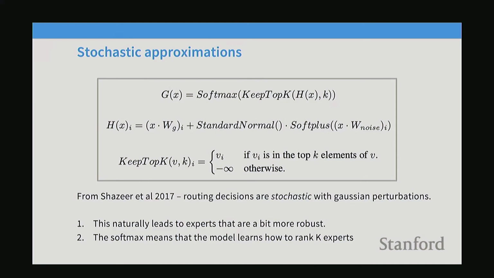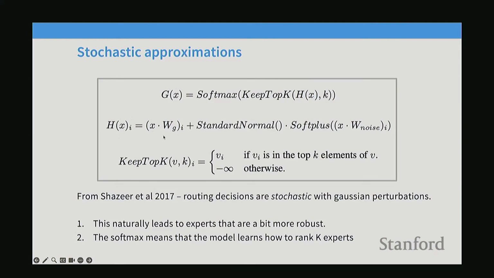So here is an example of one from Shazeer in 2017. This is one of the early MoE papers, where they're still going to do top-k routing. So they're going to keep the top k elements of this H(x) operation, and they're going to softmax that to get the gate. But what we're going to do to get this H(x) operation is the following.